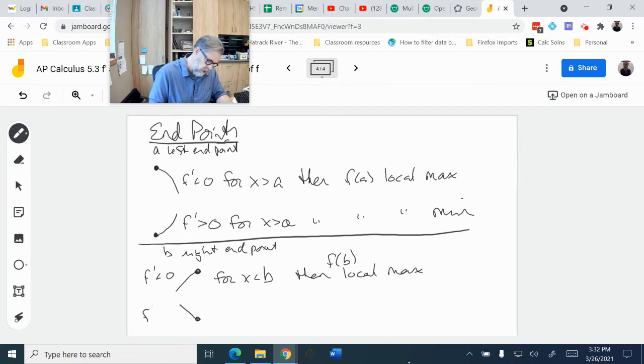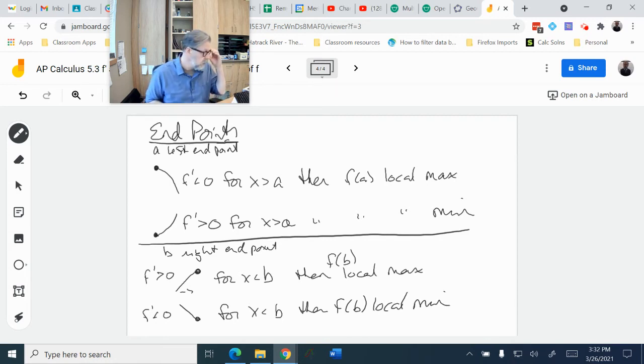If f prime is greater than 0, wait. Oops, because I'm doing what I always tell my students not to do. This is f prime greater than 0 because I'm always moving from left to right. And this is f prime less than 0. So if f prime is greater than 0 for x less than b, then I have a local maximum. If f prime is less than 0 for x less than b, then f of b is a local minimum.